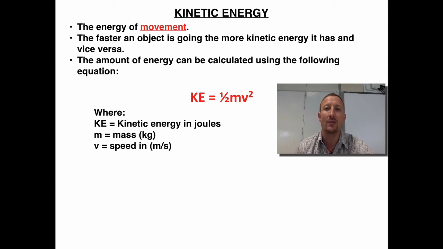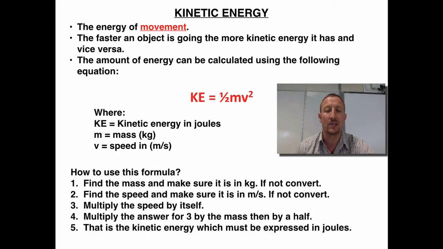Okay. So how do we use the equation? Well, here's a step-by-step process which may help you work your way through using the equation if your maths isn't great. So the first thing you've got to do is look at the question. In the question, you need to find the mass and say to yourself, does the mass have units in kilograms? If the answer is yes, you're done. If not, then you must convert into kilograms first. As I said, if it's in grams, divide by 1,000, and that will give it to you in kilograms.